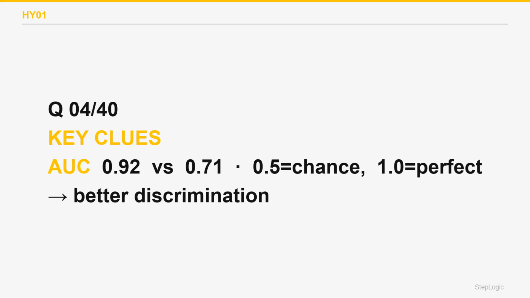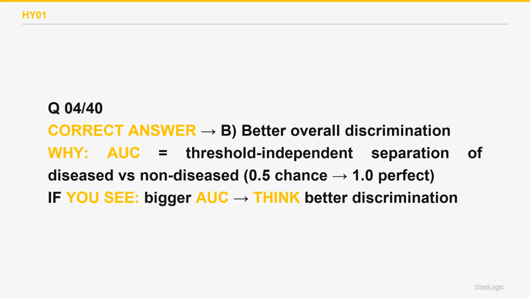The area under the ROC curve summarizes a test's discrimination, its ability to rank a diseased patient above a non-diseased one across all cutoffs. An AUC of 0.5 is no better than a coin flip and 1.0 is perfect, so X at 0.92 versus Y at 0.71 means assay X separates disease from non-disease better overall. The correct answer is B.